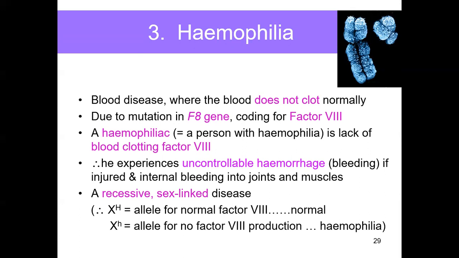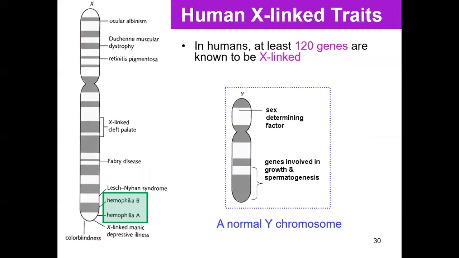So haemophilia is coded by a recessive sex-linked allele. So this is a recessive sex-linked disease. So X capital H is the normal allele which codes for factor 8. So it is dominant. X small h is a recessive allele. This is the allele which codes for no factor VIII production, haemophilia. Okay. So the people with haemophilia have it because the X capital H is mutated, so it becomes small h. Okay, haemophilia.